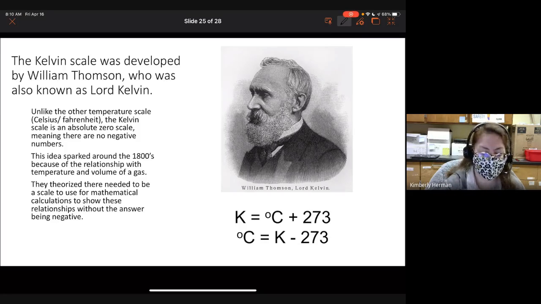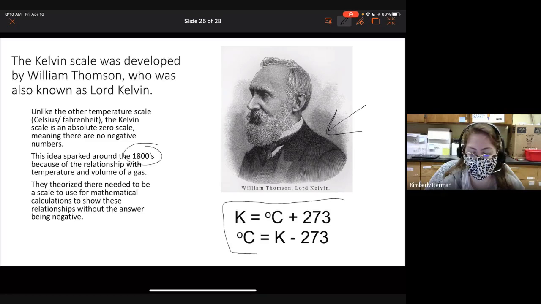Now, this idea wasn't sparked until the 1800s, and it really came to fruition because of the relationship between temperature and volume of a gas. So they theorized that there needed to be a scale used for these mathematical calculations to show it without the answer being negative. And what William Thomson, Lord Kelvin right here, decided is that there is a factor that we can convert between our Kelvin K and our degree C Celsius.